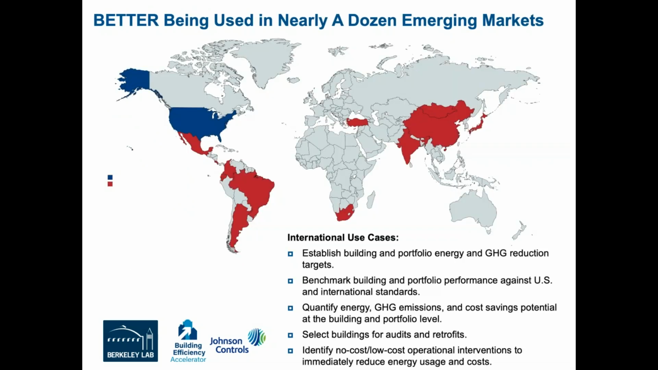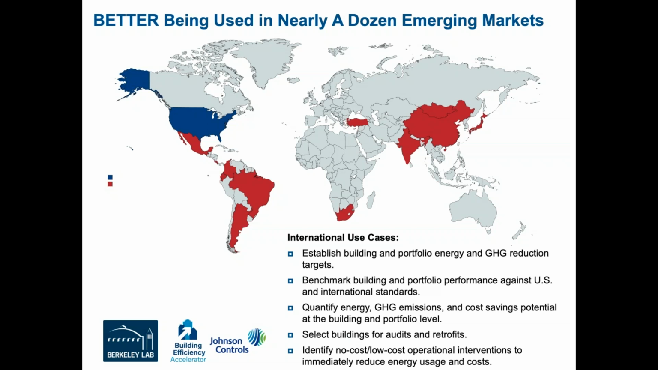As Debbie mentioned, through partnership with World Resources Building Efficiency Accelerator, we're also taking Better to the world, and we're seeing Better being used in about a dozen emerging markets. For the most part, the tool is being used to establish building and portfolio energy and greenhouse gas reduction targets, to benchmark buildings against US and international standards, to identify and quantify energy, emission and cost savings potential, to select buildings for audits and retrofits, and also to identify quick, no-cost, low-cost operational opportunities to reduce energy usage and cost.